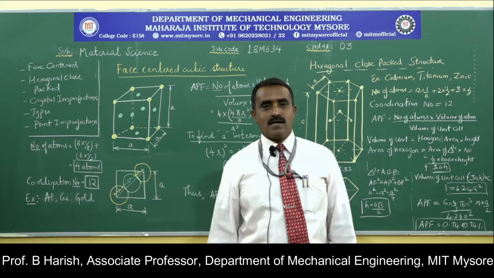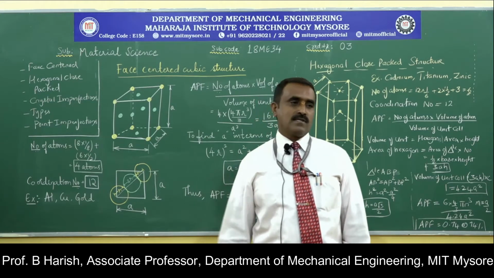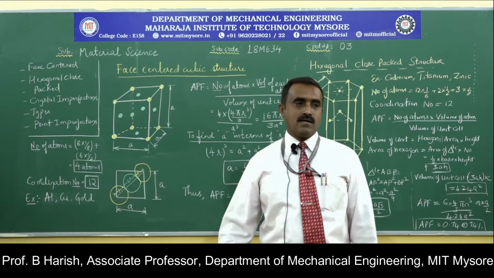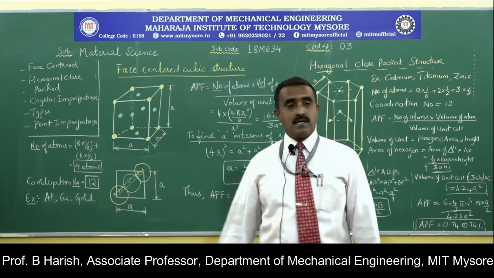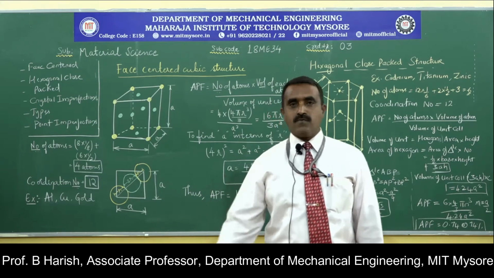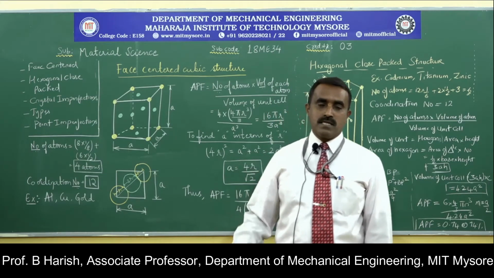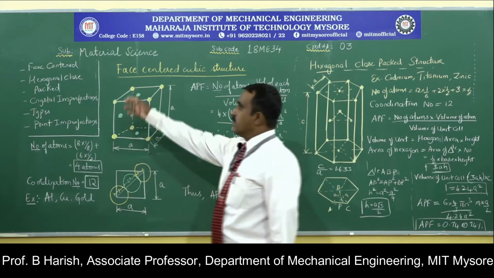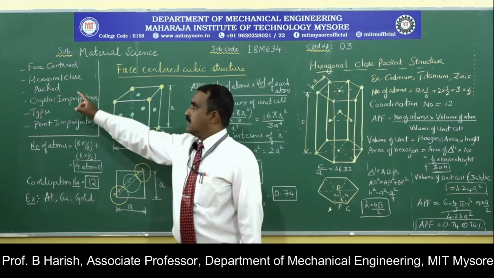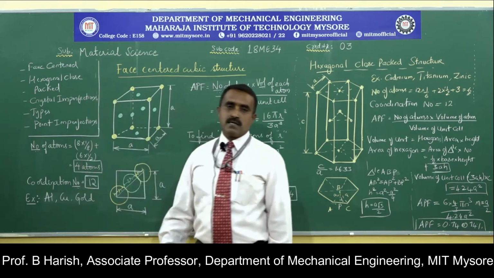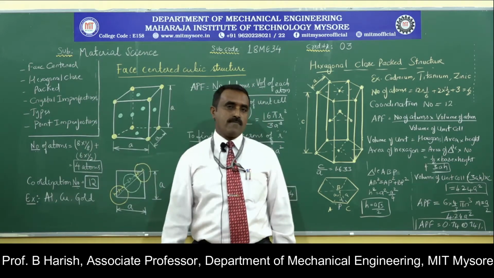In the last session, we started with crystal structure and discussed two types: simple cubic and body-centered cubic structure. Continuing with the other types, in this session I'll be covering two more types of crystal structure: face-centered cubic structure and hexagonal close-packed crystal structure. So four types of crystal structure.